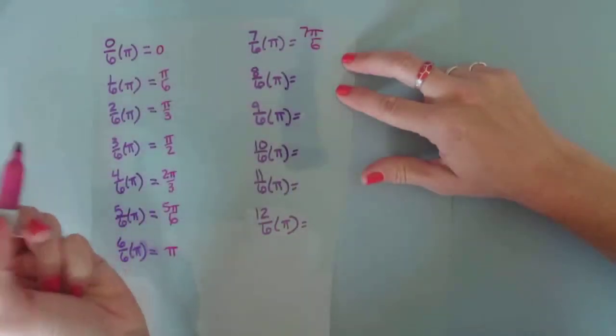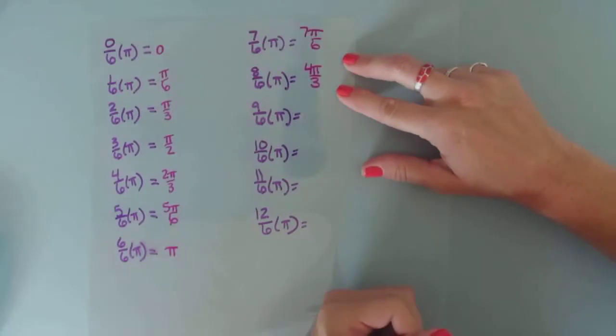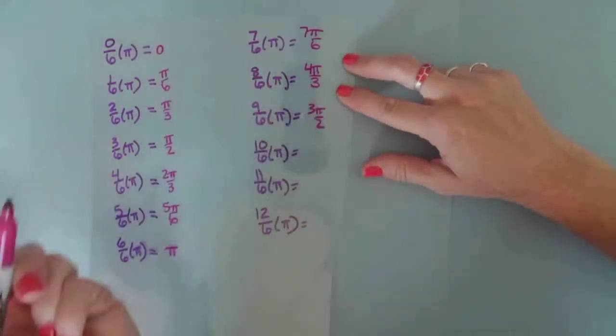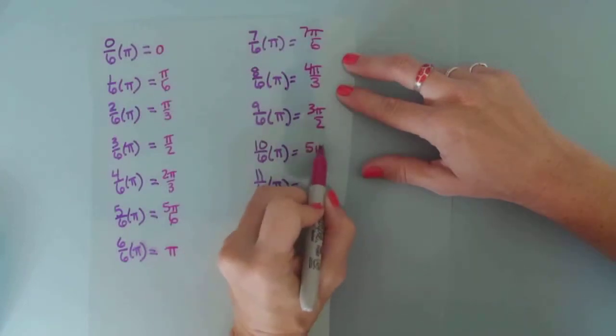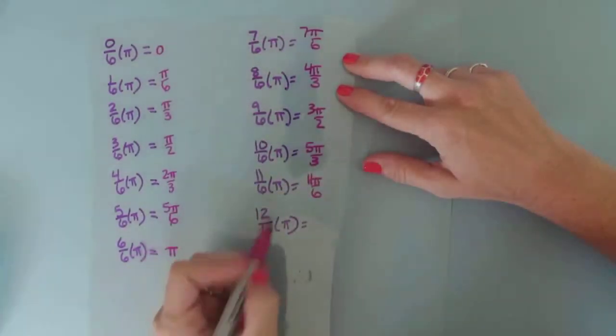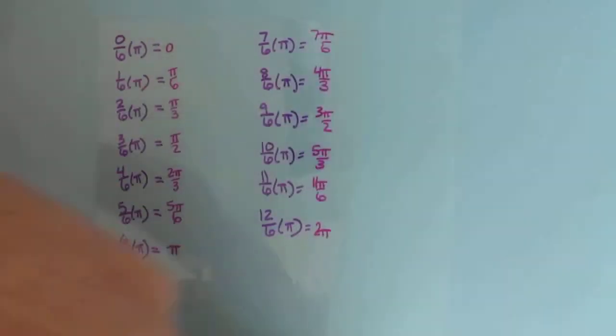Here's 7 pi over 6. Here is 4 pi over 3 when we reduce 8 over 6 to 4/3. Here is 3 pi over 2. Here is 5 pi over 3. 11 pi over 6 doesn't reduce. And here's our 2 pi.